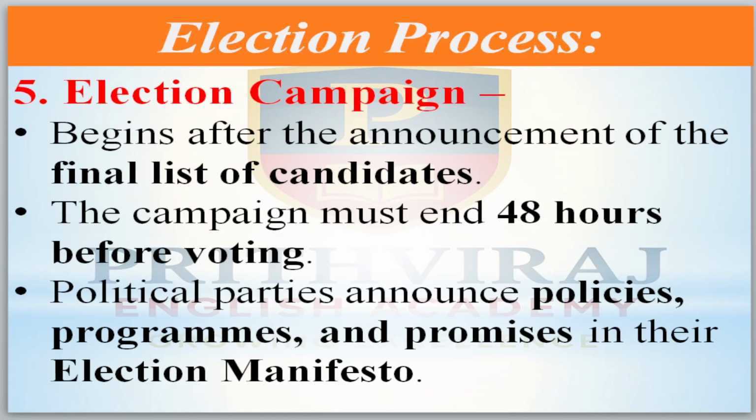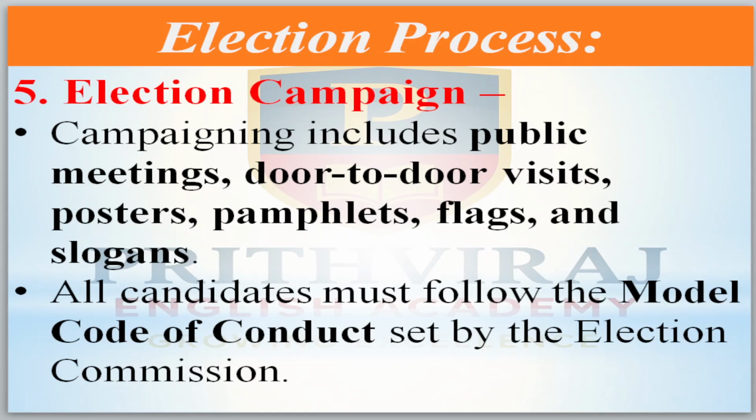Political parties announce their policies, programs, and promises in their election manifesto. A manifesto means that before the election, the political parties issue a booklet in which everything they are going to do afterwards is there. The campaigning includes public meetings, door-to-door visits, posters and so on, and during this time they have to follow the model code of conduct.